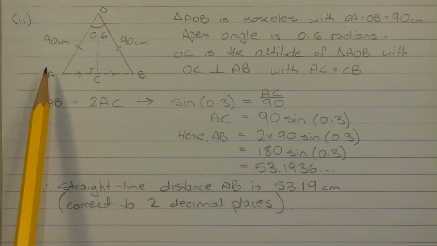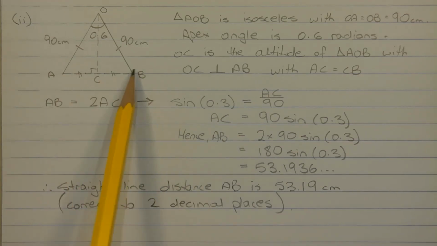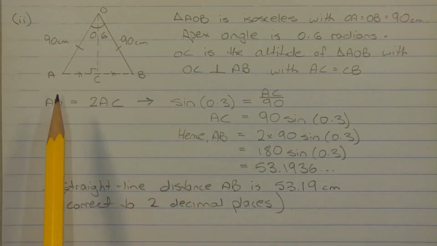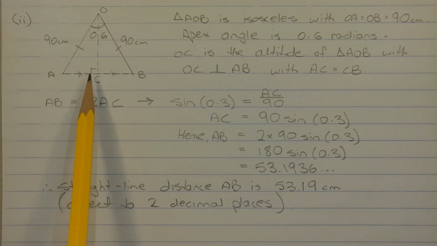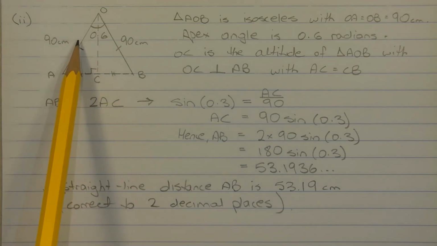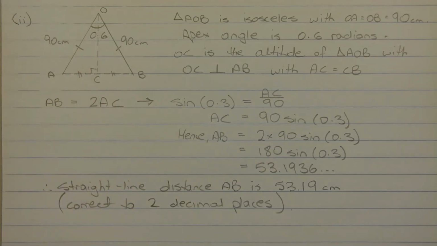Now the question is asking for the length AB, or the straight line length AB. Now AB is twice AC. So we can find the length of AC using regular right angle trigonometry. Now this angle here, as I've stated before, is 0.3 radians. So sine 0.3 is equal to opposite over hypotenuse. So sine 0.3 is equal to AC over 90.